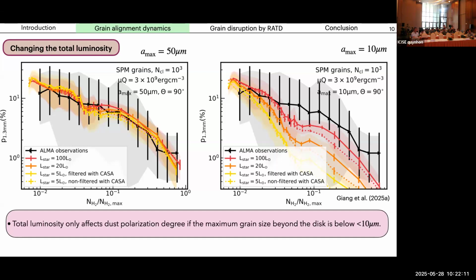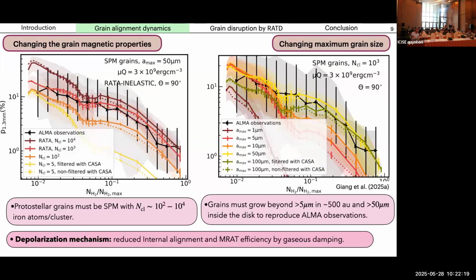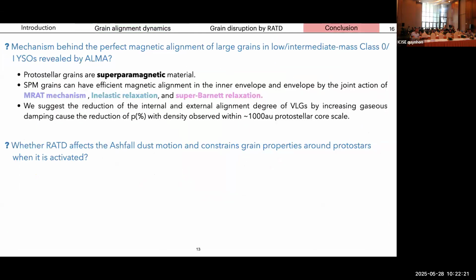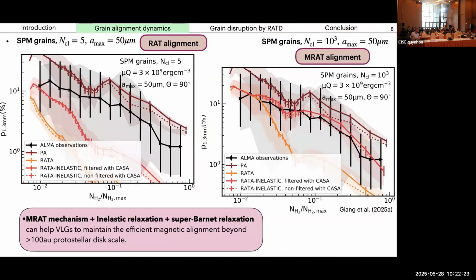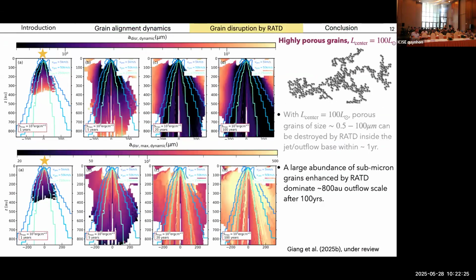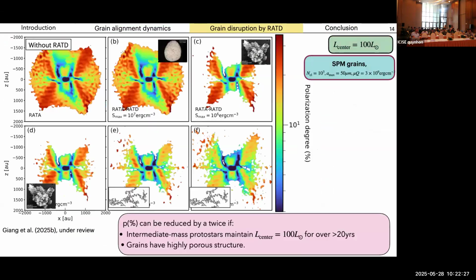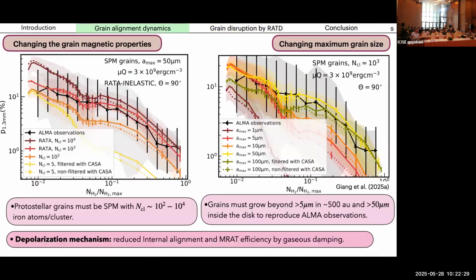Thanks, Jiang, for a very nice talk. I have a general question regarding this fitting. Polarization depends on several parameters. So how do you balance between these parameters? You mean this one? Yeah, to get the best fit to data.